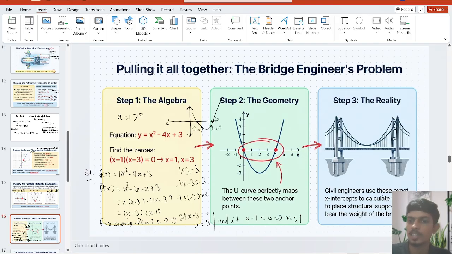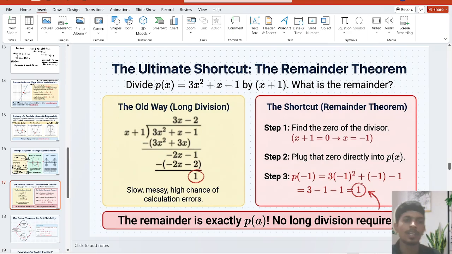Now a civil engineer uses this exact x-intercept to calculate where to place structural support to bear the weight of the bridge, as the reality is that. Okay, you can see that. What is the ultimate shortcut?